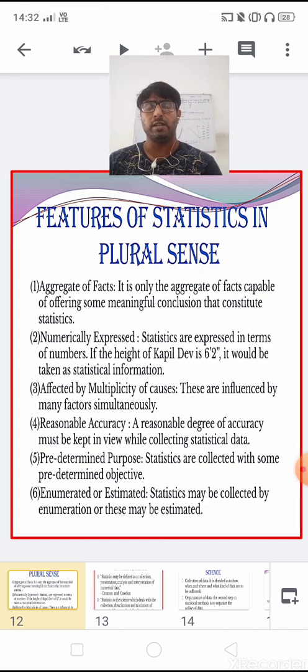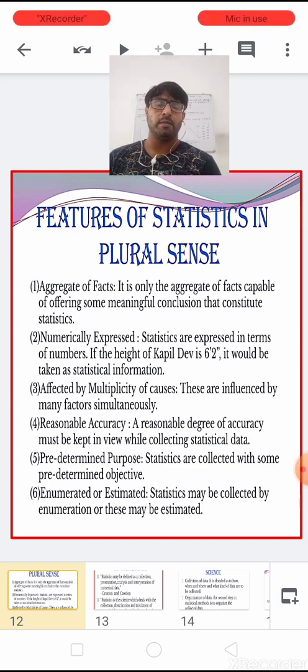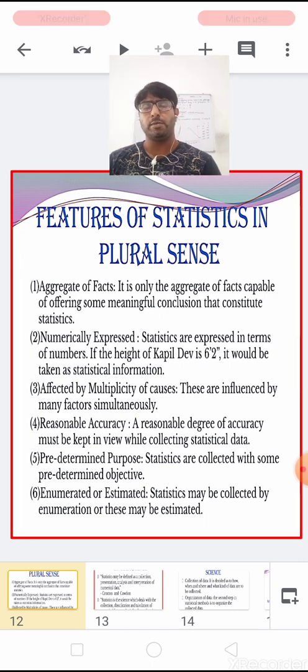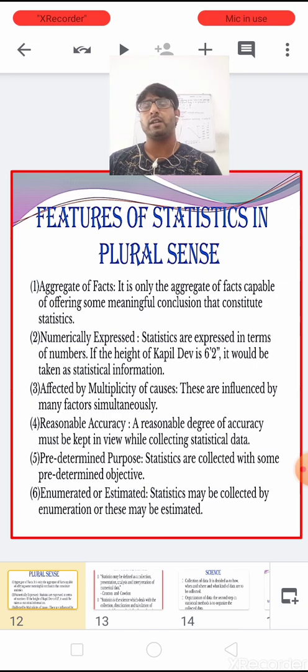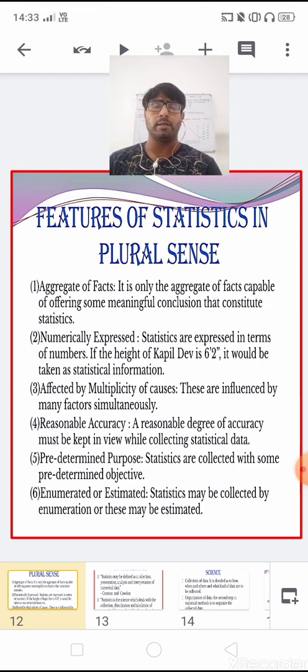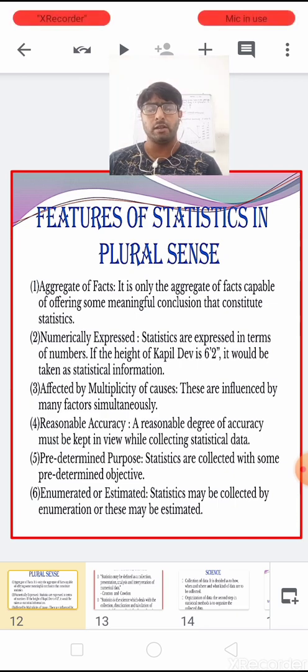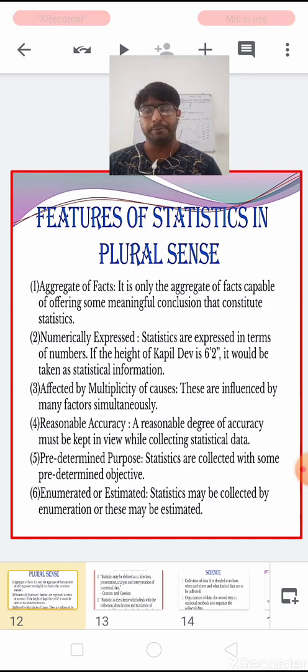Fourth one is reasonable accuracy. A reasonable degree of accuracy must be kept in view while collecting the statistical data, because when we are conducting any statistical inquiry, the first step is to find out the facts or the collected data.